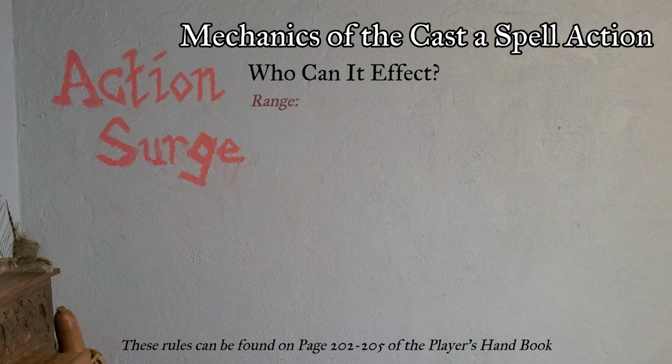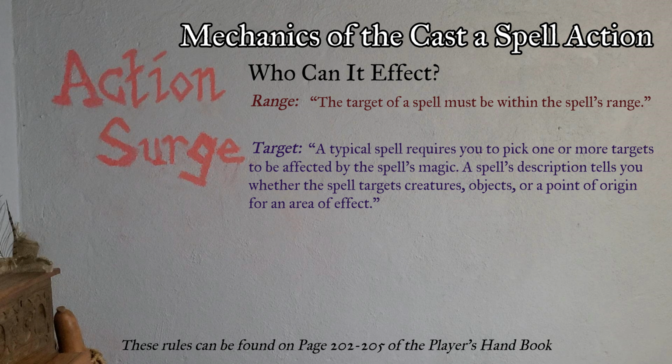The first thing to account for is how far you can cast the spell out from you. A spell's range determines how far out from you a target can be. But what is a target? A typical spell requires you to pick one or more targets to be affected by the spell's magic.